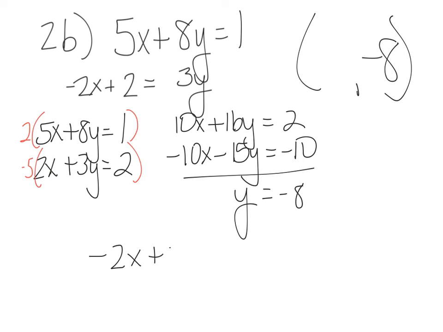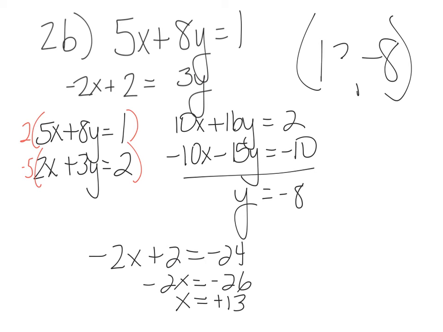Negative 2x plus 2 equals 3 times negative 8, which is negative 24. I subtract 2. So x equals positive 13. So my answer will be 13, negative 8. Now, could you have also gotten rid of your y's by making them 24 and negative 24? Absolutely.